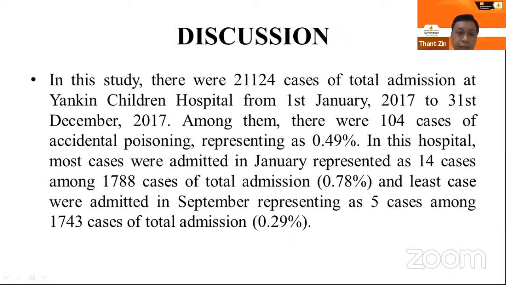In discussion, in this study, there were 21,124 cases of total admission in Yankee Children's Hospital from 1st January 2017 to 31st December 2017. Among them, there were 104 cases of accidental poisoning, represented as 0.49%. In this hospital, most cases were admitted in January, and the fewest cases were admitted in September.